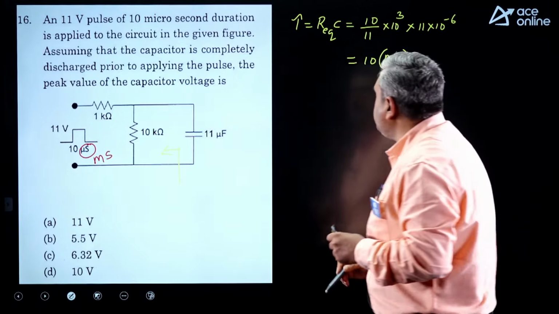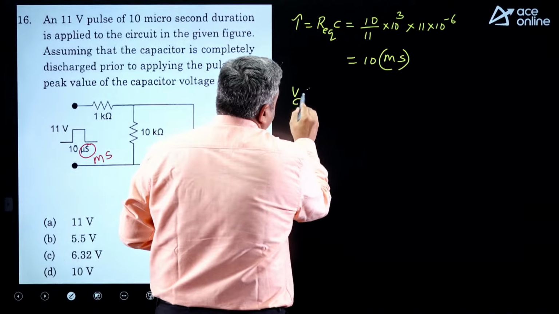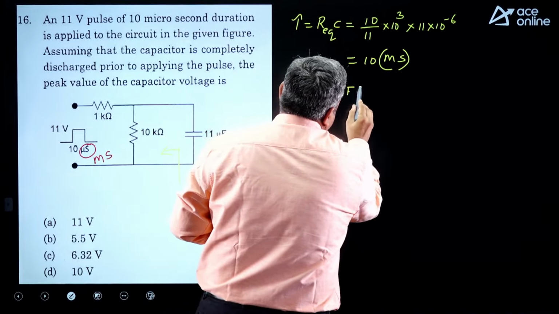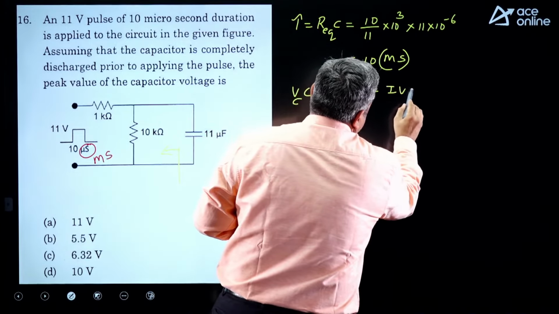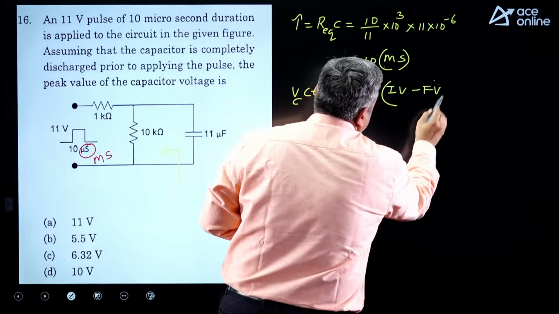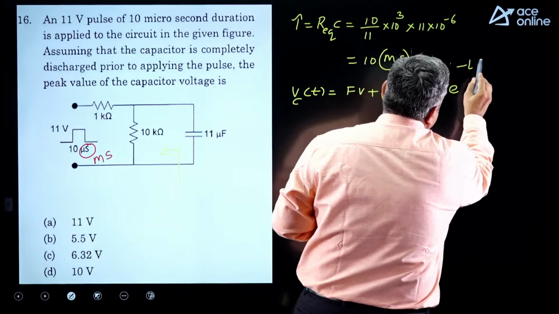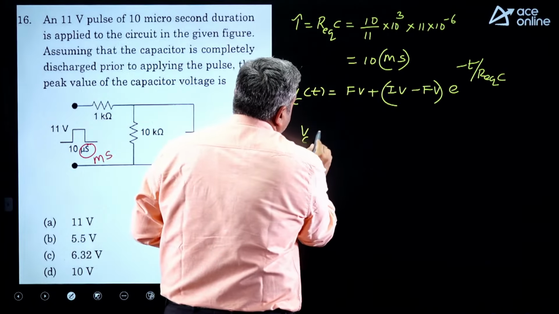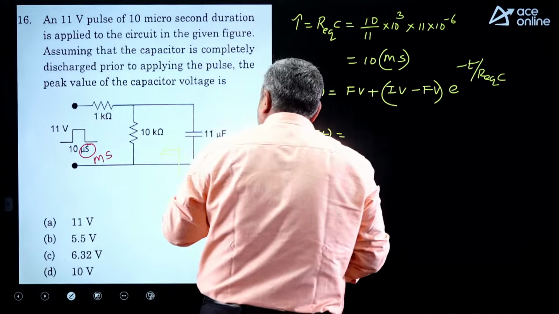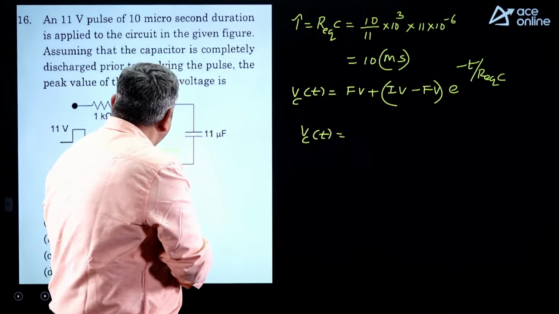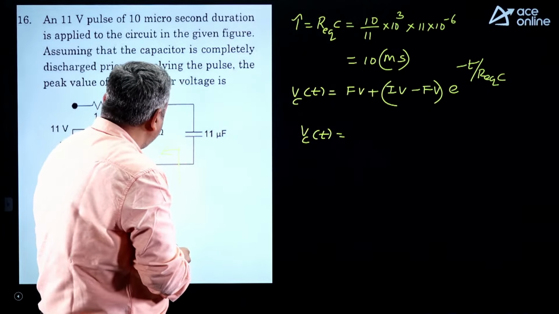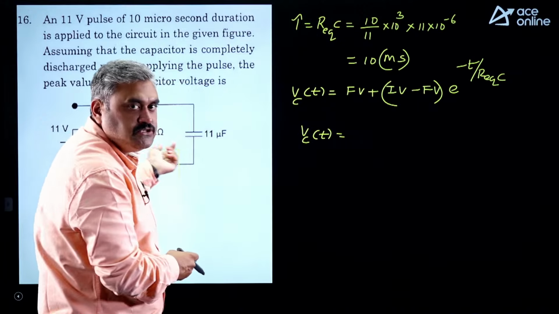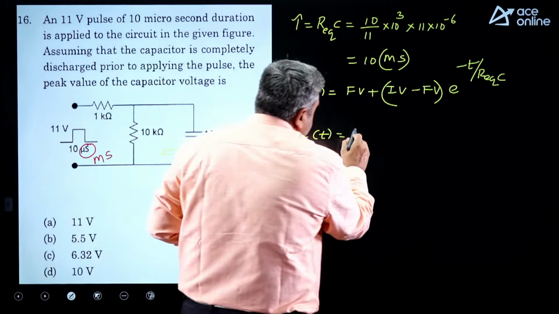Okay. So what is the expression for voltage on capacitive branch? It will be final value plus initial value minus final value into e power minus t by this time constant, which is your R equivalent into C equivalent. So final value of voltage that maximum can come is, by voltage division principle, 10K divided by 11K into your 11 volts. So automatically it becomes 10 volts.